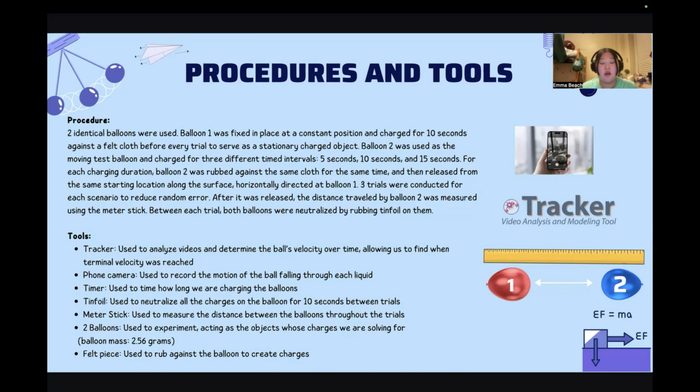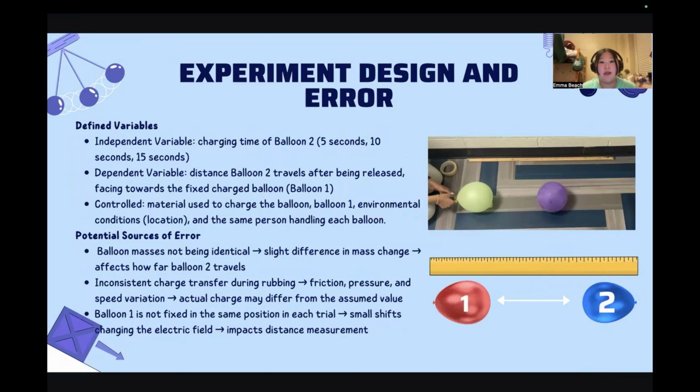The balloons we used were two balloons that were similar in size, and those acted as the objects whose charges we were solving for. The mass for the balloons was 2.56 grams, and then we just used a felt piece to create the charges.